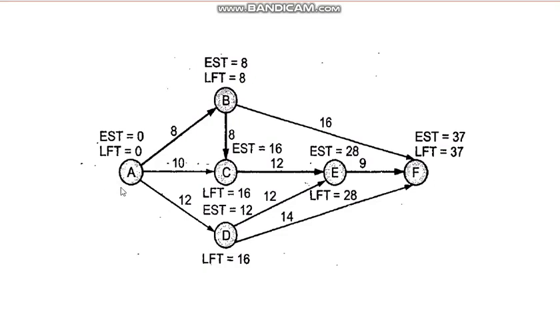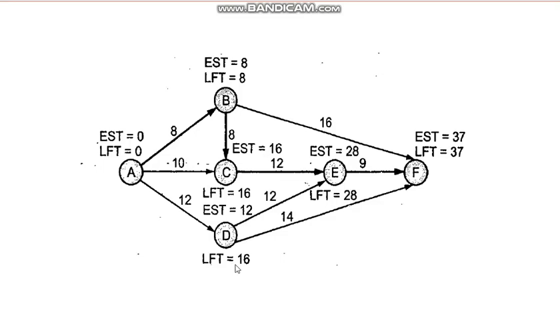You see, the critical path is that path where these two are equal. You see, that means the float is 0. You can say float is 0 means this minus this, the LFT minus EST is 0. You see, 0 minus 0 is 0, 8 minus 8 is 0, and 37 minus 37 also is 0. So then will the critical path be like this, A, B, F? No, but whichever is the longer route.